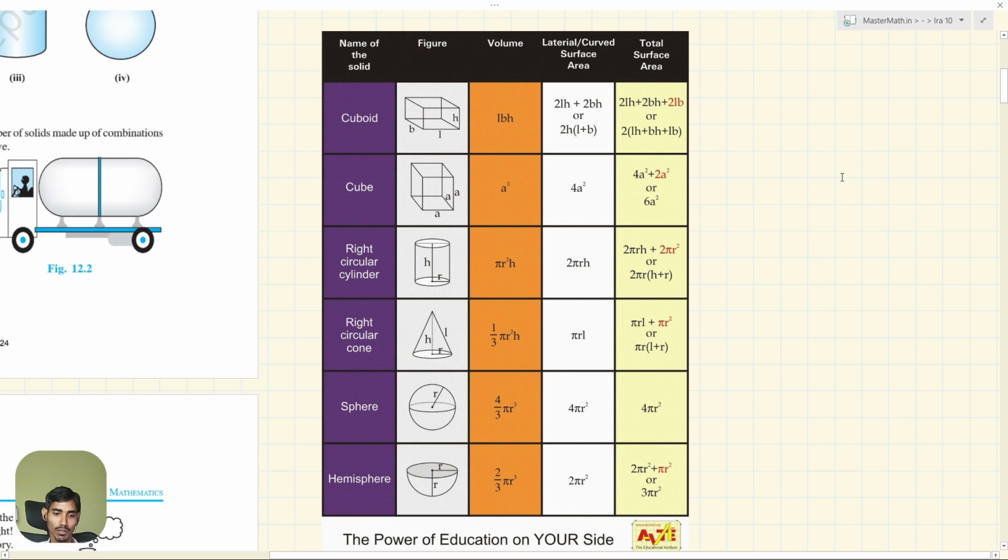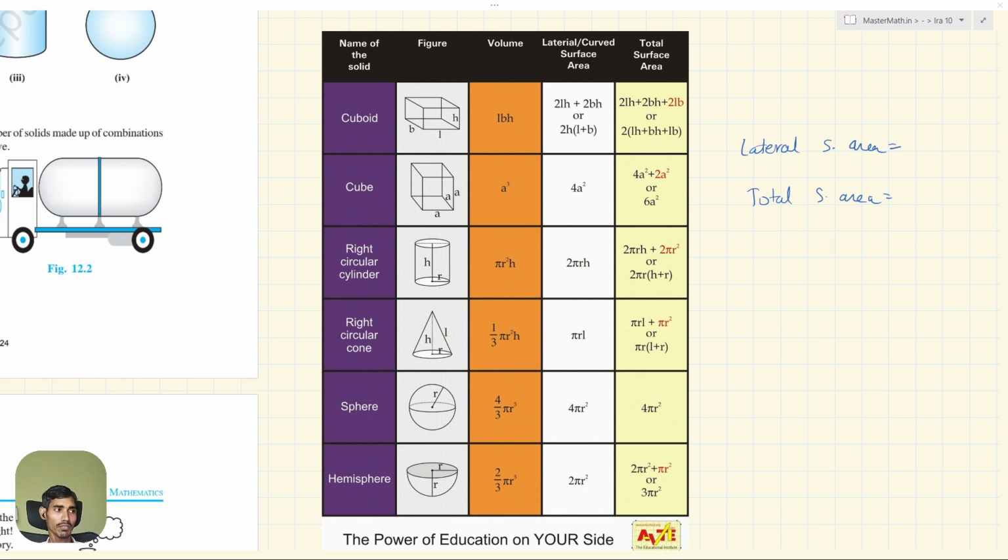Okay, so where do we get this cuboid? First thing is, what is lateral surface area or curved surface area, and what is total surface area? The lateral surface area would be the area of a side, a plane side, one side, and the curved surface area would be therefore like the cone, sphere, and hemisphere because they have one curved surface area, and the total surface area would be the total, the lateral plus this base also.